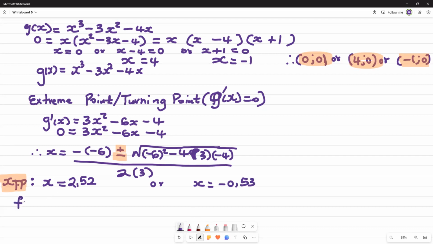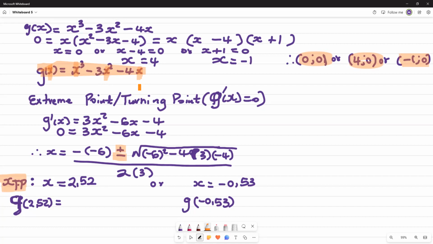So I need to find g at 2.52. I mean g, remember our function is g. I need to know what that gives me, and I also need to find g at negative 0.53. So you take these x values and substitute them into the original function, because remember I said the x values are your inputs. So you're going to put them in for every x value. The first x value is 2.52.